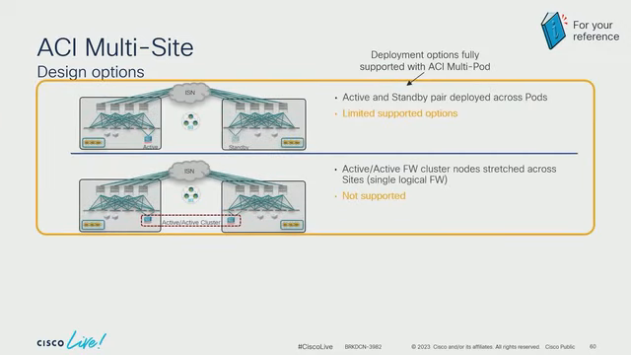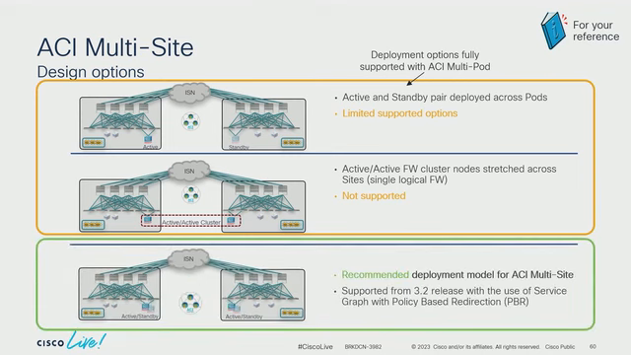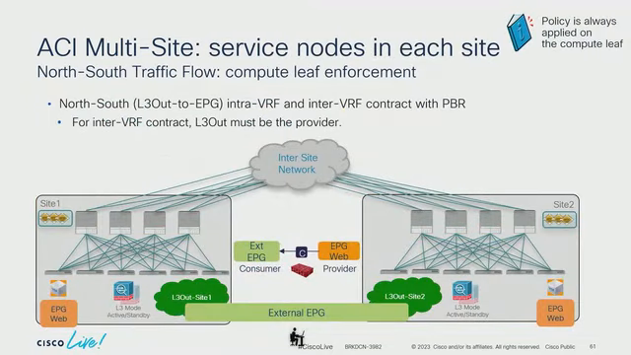In the case of multi-site, instead of the first two options, we recommend the last option, an independent device in each site, because the intention of multi-site is fault domain isolation. So it makes sense to have a different fault domain from the firewall perspective as well. It's actually a requirement to have an independent firewall in each site with PBR. So I'm going to explain how forwarding works.